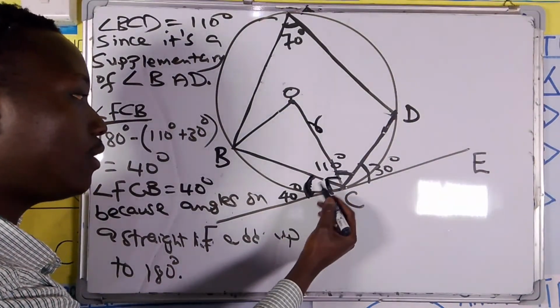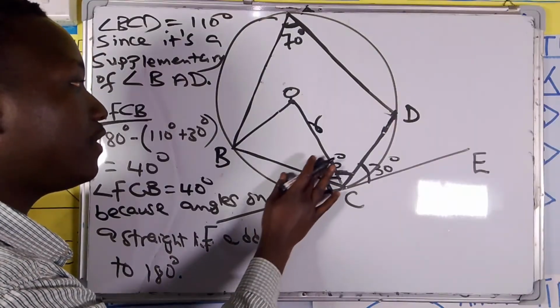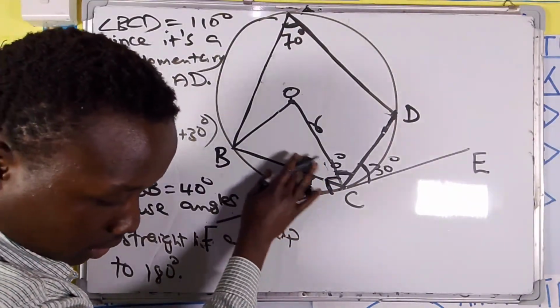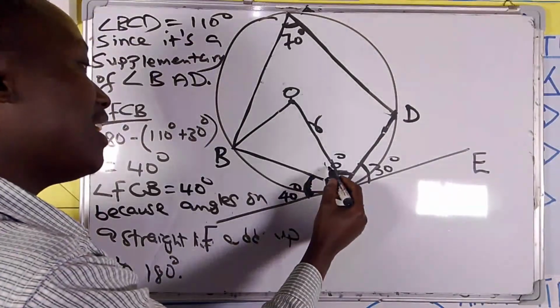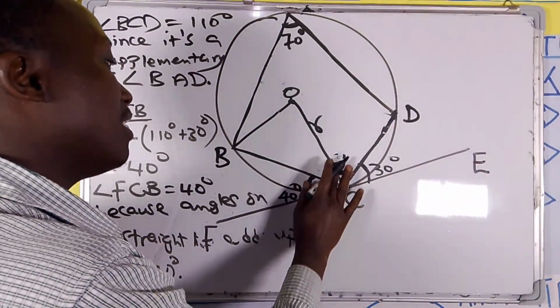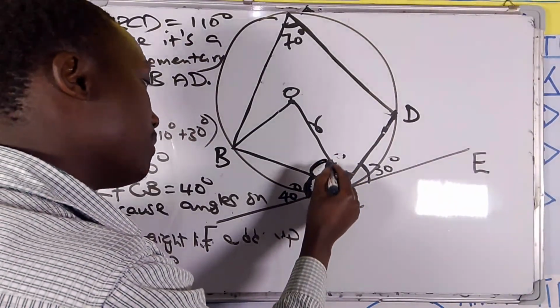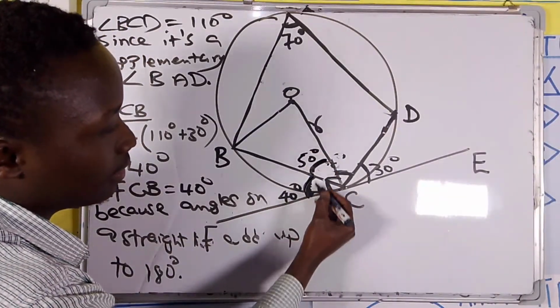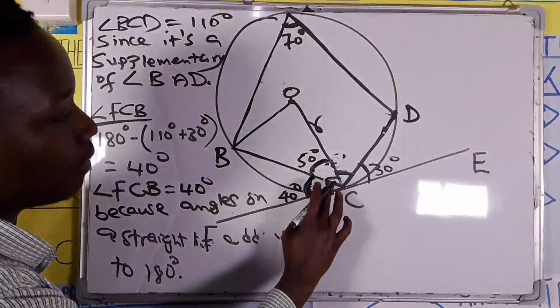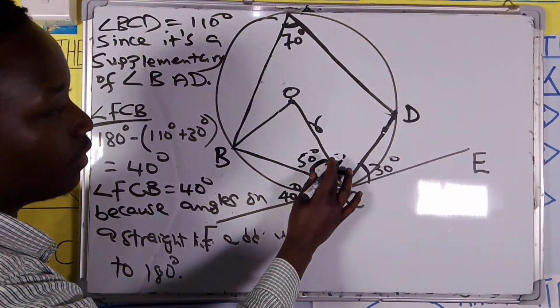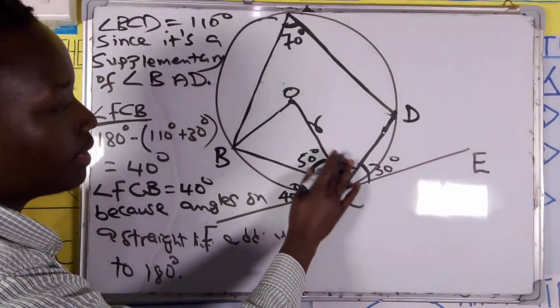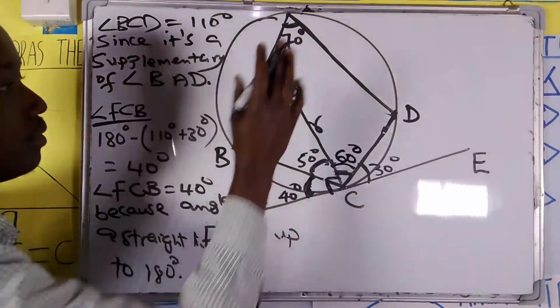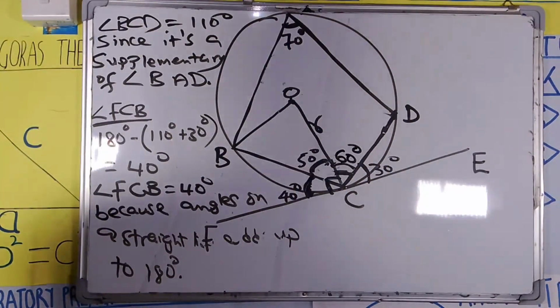So if this one is 40, this alone will be 50. This alone here will be 50 degrees. Because this whole one we have seen should be 110, so this one is 60. This one alone here is 60. We are going far. Anyway, it's part of learning.